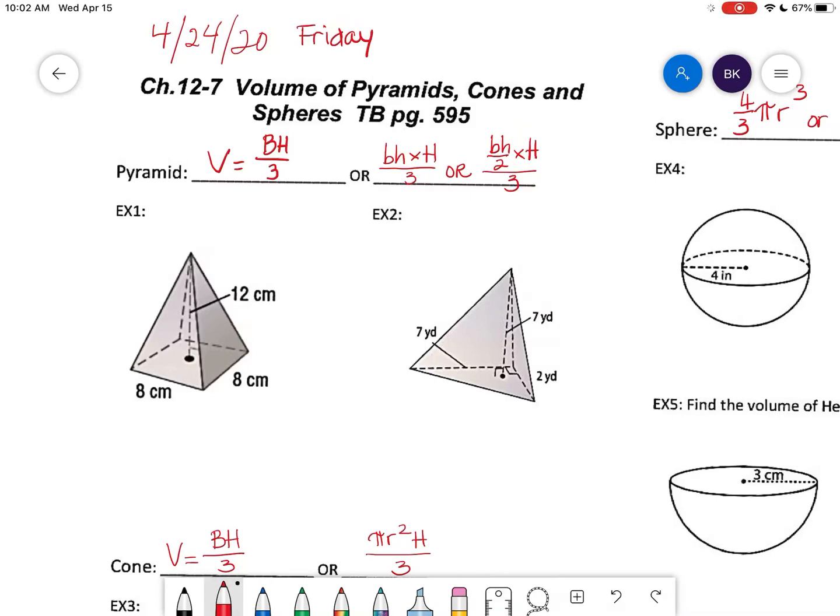Good morning, guys. It's April 24th, Friday, and today we're doing a lesson on volume of pyramids, cones, and spheres, and that is chapter 12, section 7.